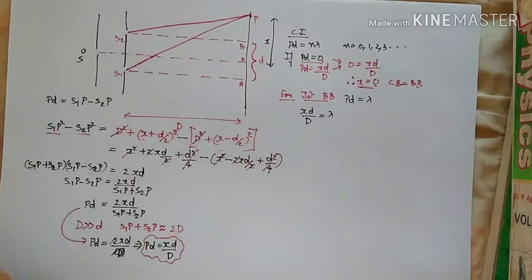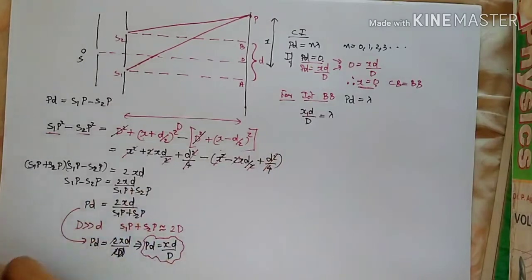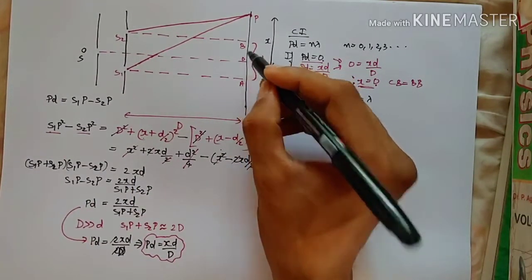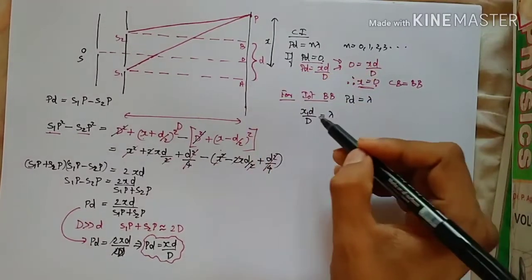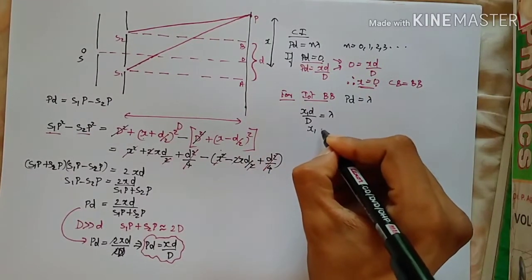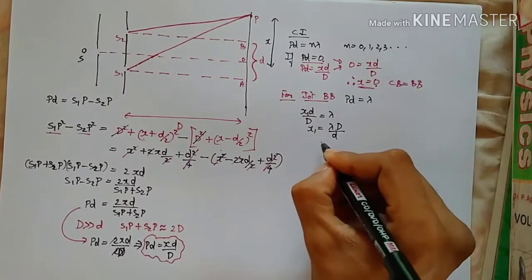Then I'll make a slight modification to this x. This is x1. What is x1? x1 is the distance from the central band to the first bright band. Then what's the expression for x1 from this case? x1 = λD/d.